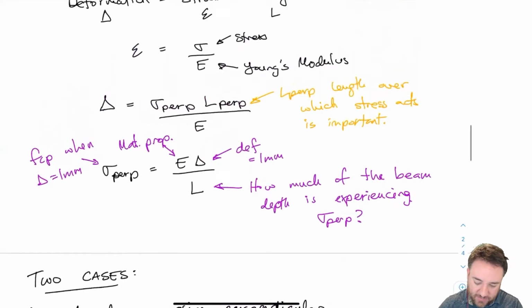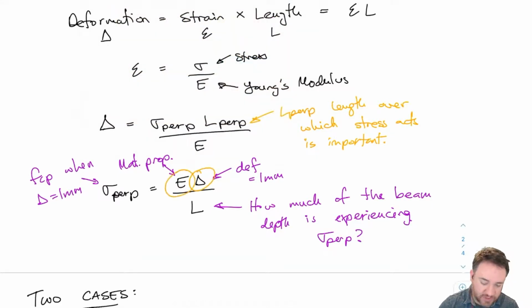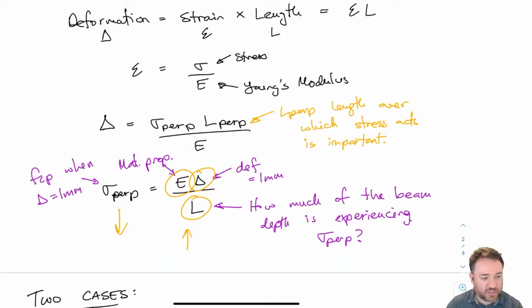So what happens to this equation? My deflection criteria, delta, is the same. This one stays the same because it's a material property. But now L is going up significantly. Which means my perpendicular to grain stress at that deflection has to go down, so I need to set my stress limit a bit lower to account for the fact that the full depth of the member is now being stressed. That means it's going to deflect a lot more for the same amount of stress.